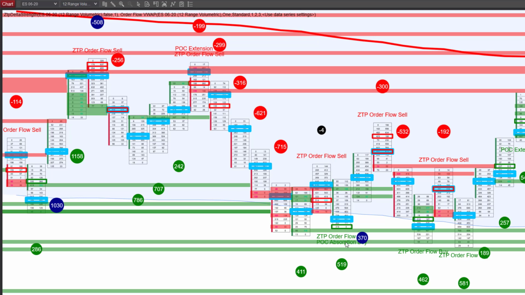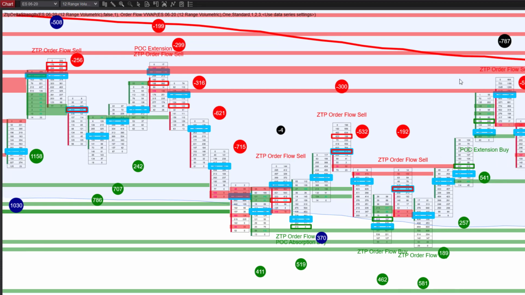What do we see at the bottom? Down here we see a ZTP order flow, POC absorption. Down here, as we make a lower low, we see the ZTP order flow, and a lower low, the ZTP order flow again, and then price goes up at least another 10 points until we get to a ZTP order flow on the opposite side and price falls.